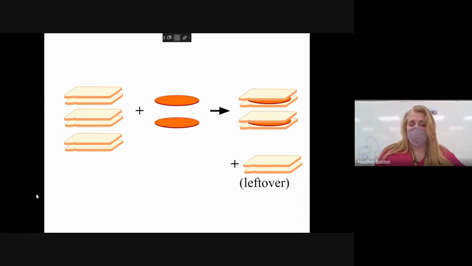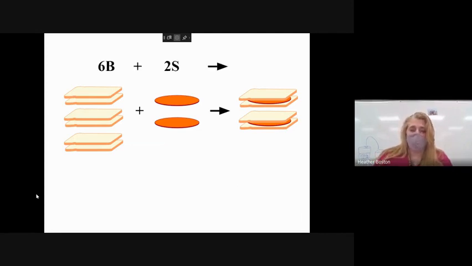So in 6 pieces of bread, if you only have 2 pieces of salami, you can only form 2 sandwiches, and then you have what's called leftover. So salami is the limiting reactant. It limits the amount of sandwiches we can make, and bread is the reactant in excess, and it will have leftovers. So we've talked about reactants in excess, meaning that we have plenty of them.